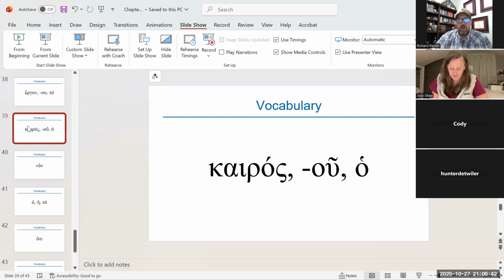All right, that is kairos. What does kairos mean? Time. So it would mean appointed time or season. It means time, but the type of time it's talking about is an appointed time, or season.